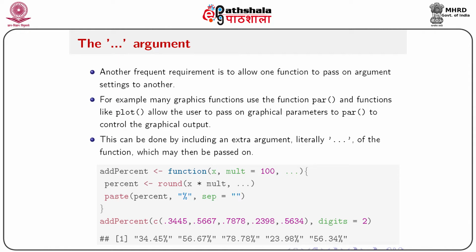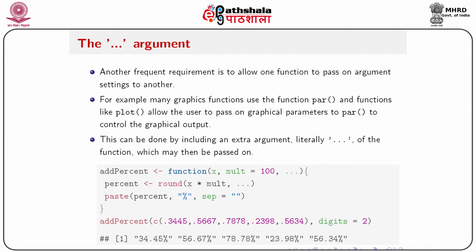For example, many graphics functions use the function par, that is the graphics parameter function, and functions like plot allow the user to pass on graphical parameters to control the graphical output. This can be done by including an extra argument, literally the triple dot, of the functions. Instead of one argument, you have to write the triple dot of the functions which may be passed on.